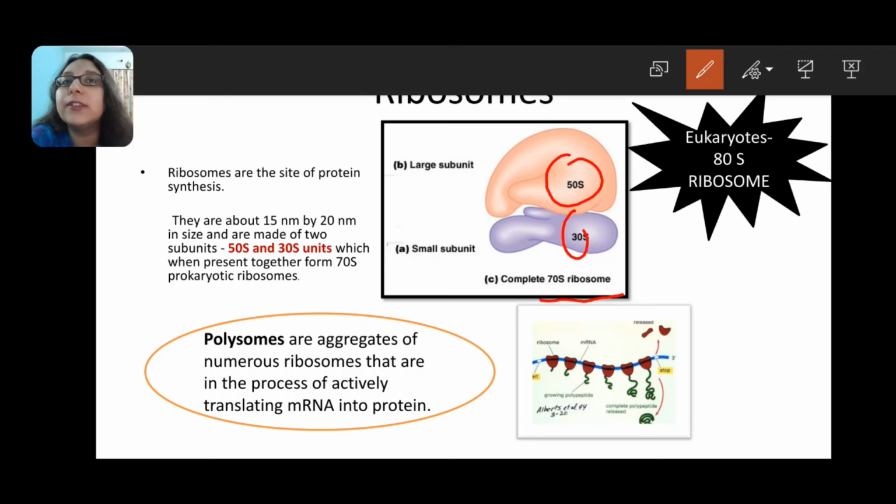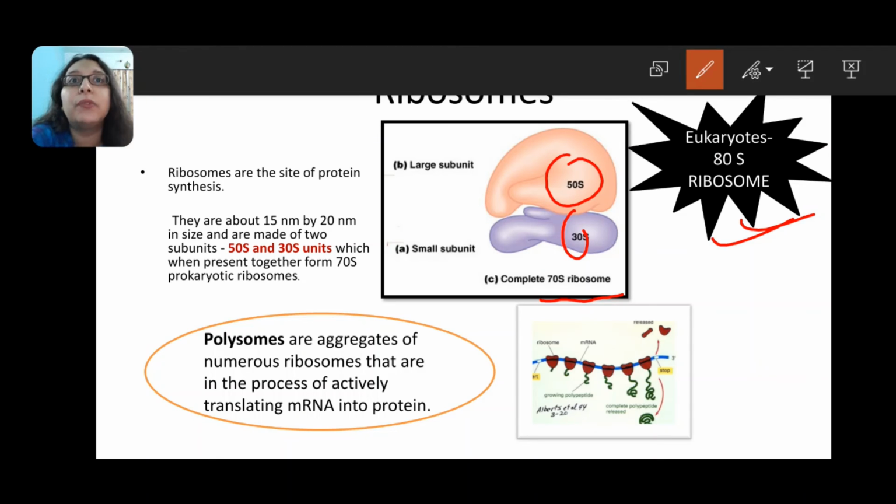So how is it different from a eukaryotic ribosome? A eukaryotic ribosome is usually 80S. So just remember, in case of prokaryotes, the ribosome is a 70S ribosome consisting of two units, 50S and 30S. In case of eukaryotes, it is an 80S ribosome consisting of again two units, 60S and 40S.